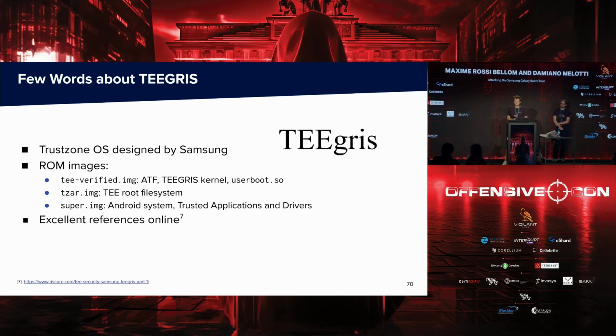So we previously introduced the trusted OS, that's Tigris. It's been designed by Samsung, and its components are spread around different images. So we have TEE verified for ATF, the kernel, and the user boot library. Then the file system is in another partition, TZAR, maybe trust on archive, something like that. And then the super image contains, in the vendor side, the proprietary binaries that are the trusted applications.